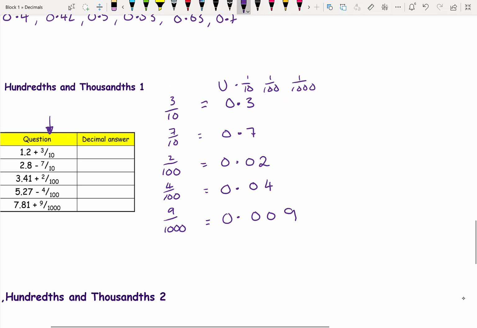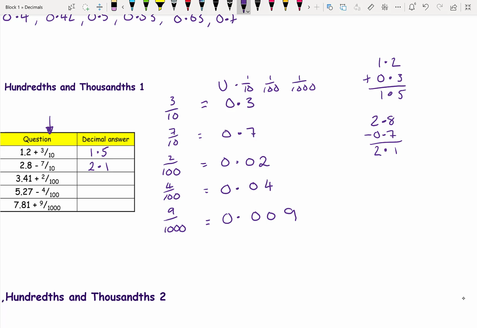So we can go across a wee bit. Let's give ourselves some space. So we've got 1.2 plus 0.3. And if we keep it so our decimal points are in a line, all of our numbers should fall into place. So 2 plus 3 is 5, 1 plus 0 is 1. So my answer there is 1.5. Next one, I'm going to do 2.8 minus my 7/10, so minus 0.7. So again, decimal points in a line, that's where it goes in my answer. 8 minus 7 is 1, 2 minus 0 is 2, so my answer here is just 2.1.